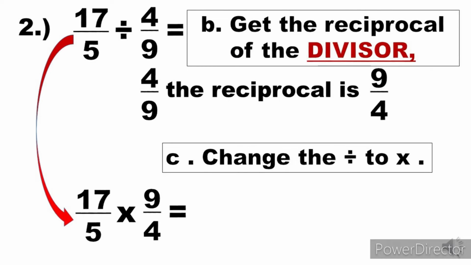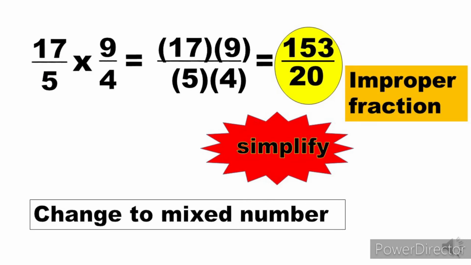And then, i-rewrite natin ang 17/5 divided by 4/9. And then, the next step is to get the reciprocal of the divisor. So, ang divisor natin dito is 4/9. And then, reciprocal is 9/4. And then, the next one, i-change natin yung divide sa times. So, we have now 17/5 times 9/4. Next, i-multiply natin yung dalawang fractions. So, numerator to numerator, which is 17 times 9, and denominator to denominator, 5 times 4. So, 17 times 9 is 153, 5 times 4 is 20.